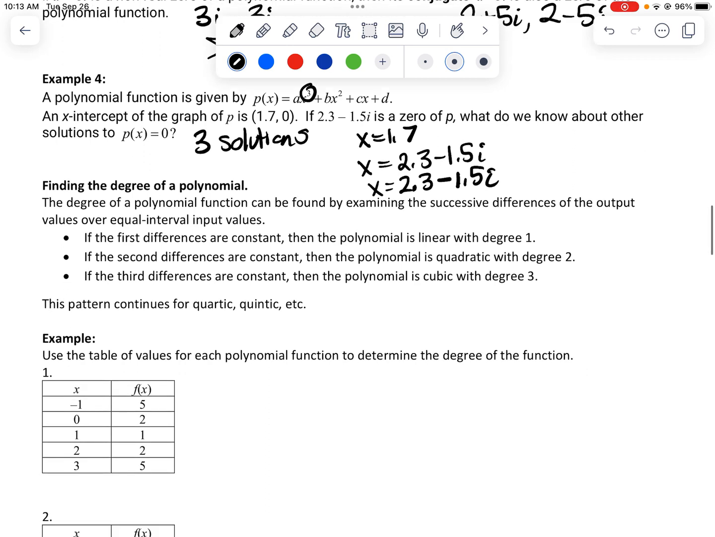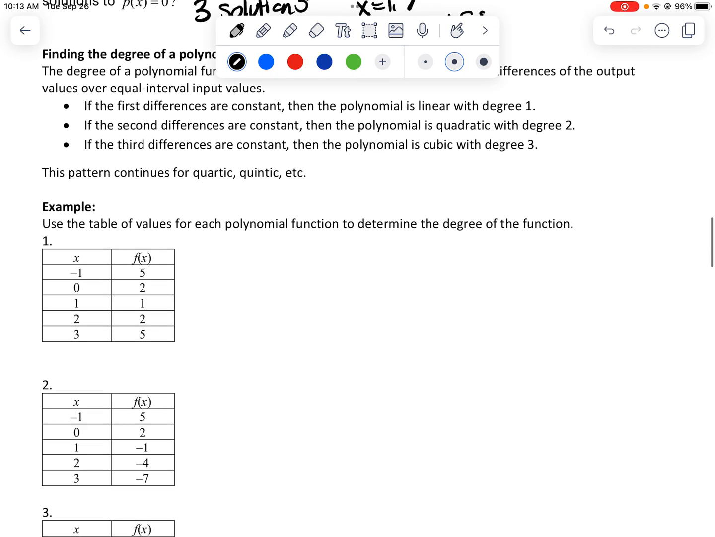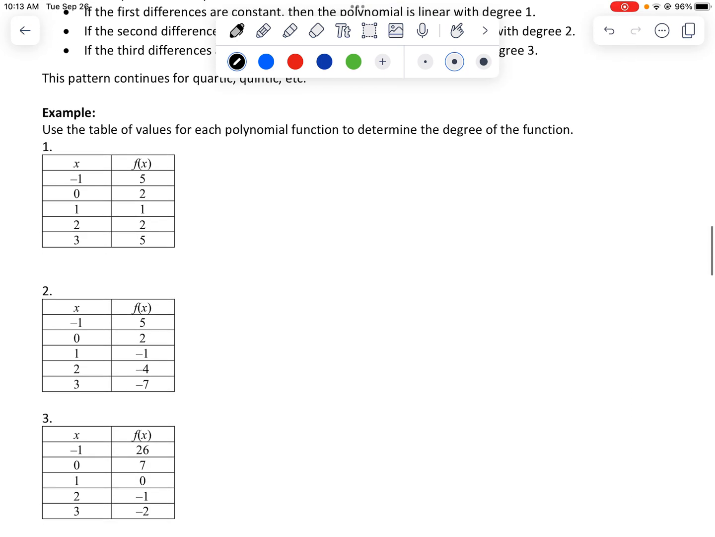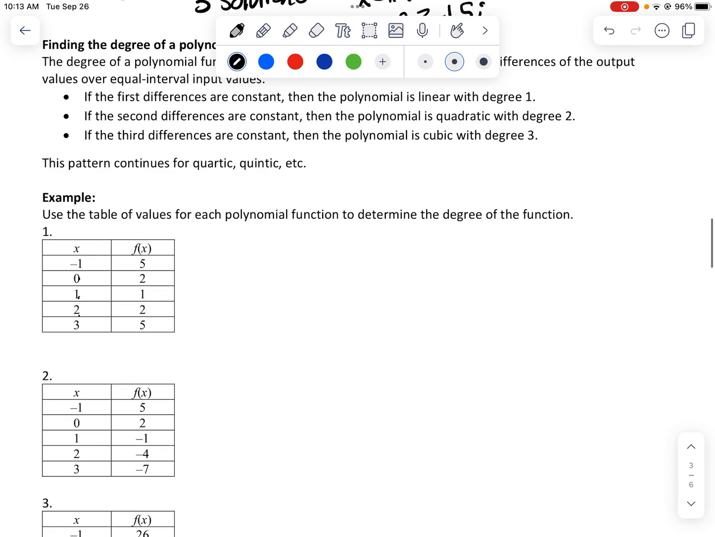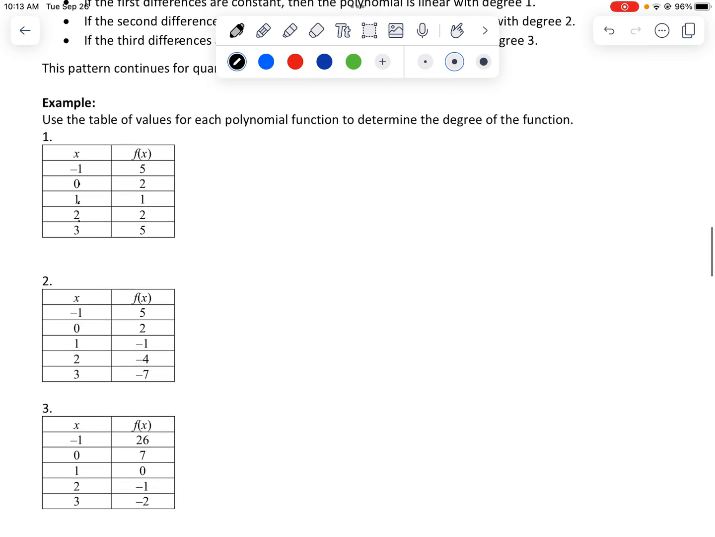Now, the last thing we're going to do is review how to find the degree. Now, we talked about finding the common differences here. So again, that's looking at the rate of change, and we can see that these are going up by 1s on all of them. Now, we talked about linear and quadratic, but it keeps going. If the first differences are constant, it's linear. Second difference, it's degree 2. Third difference, it's a cubic. But again, we have to remember that it's equal interval input values, meaning the x's are going up constantly.